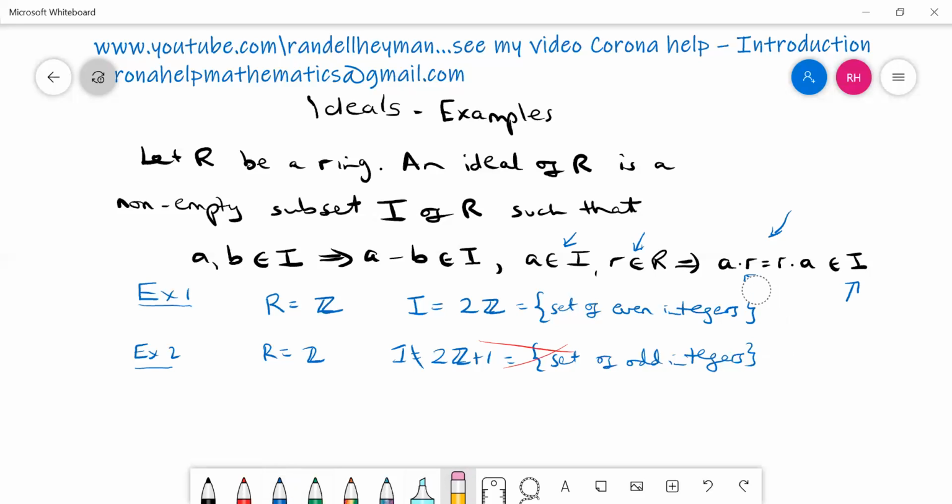Someone asked me to do something on the ring of polynomials, which I'm happy to do. Let's just fix this up. Okay, let's go with example 3. Here the ring is going to be the ring of polynomials with real coefficients. And here is something that's an ideal. It's not the only ideal of this ring, but it's one of them.